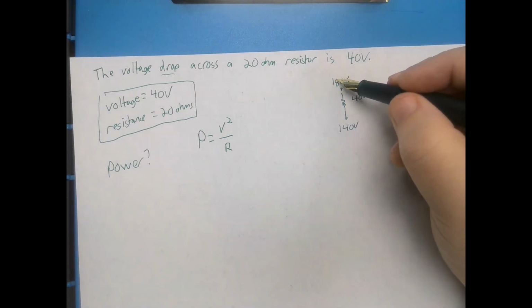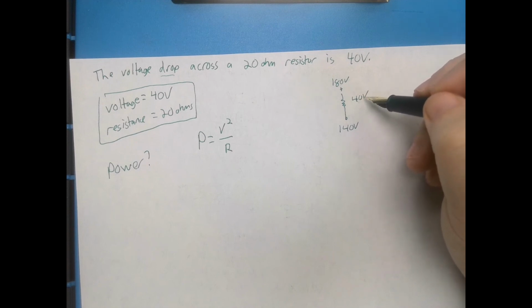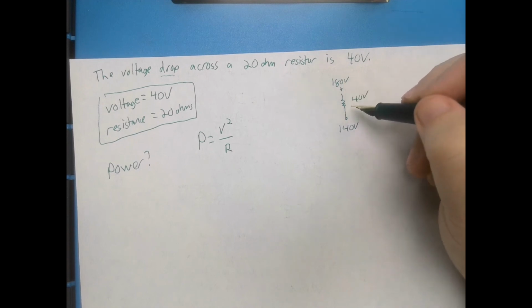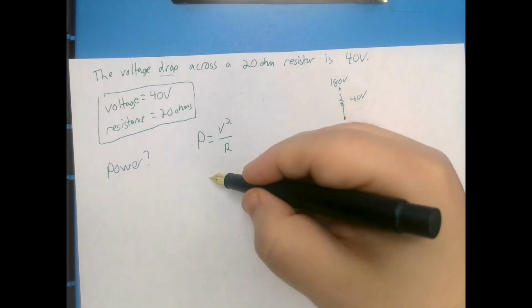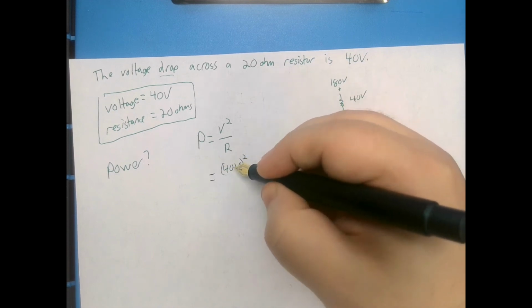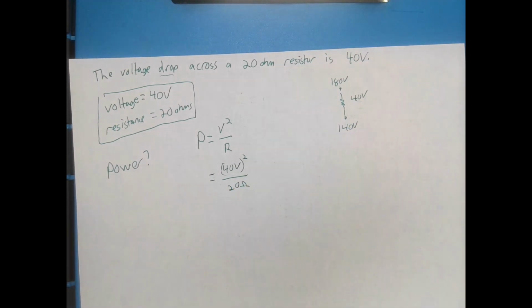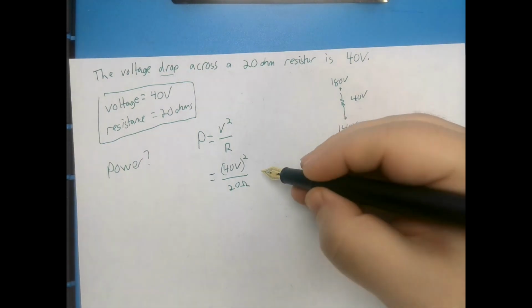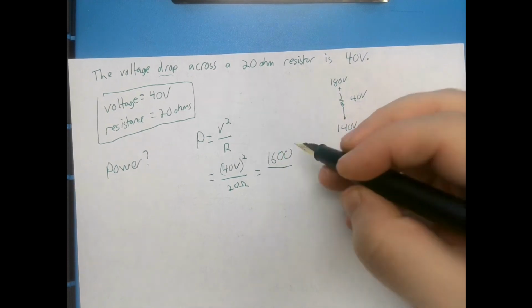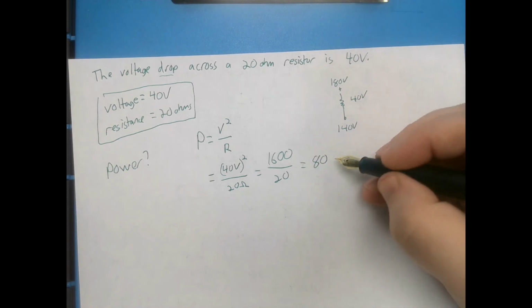So right here, the voltage is, for example, 180 volts, but it drops down to 140. Hence, we would call it a voltage drop of 40 volts, because the voltage drops as you go across the resistor. So the power is 40 volts squared over 20 ohms. So 40 squared is 1600 divided by 20, which is equal to 80 watts.